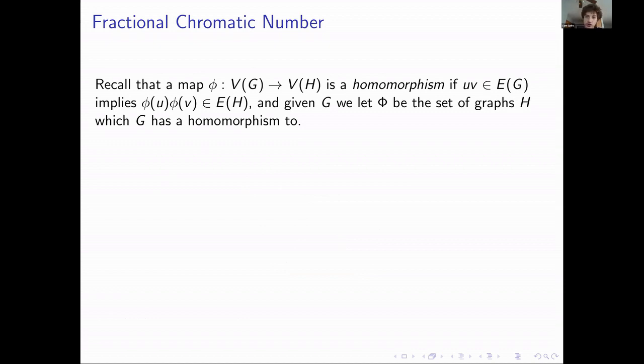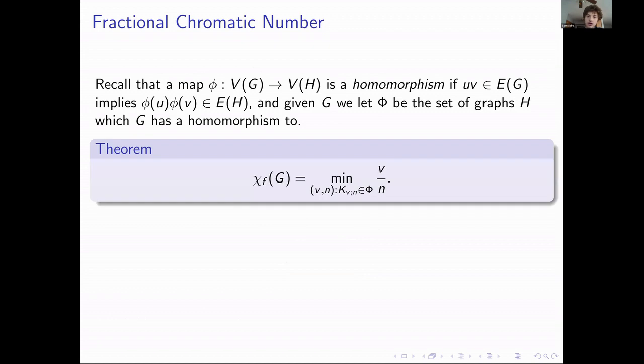So with all this established, we can give an equivalent definition of the number, though it's certainly not obvious at first glance that they should be the same, which is that the fractional chromatic number is the minimum ratio v over n, where these (v, n) pairs range over all Kneser graphs which your graph G has a homomorphism to. So that's a bit of a mouthful and a bit strange looking as well.